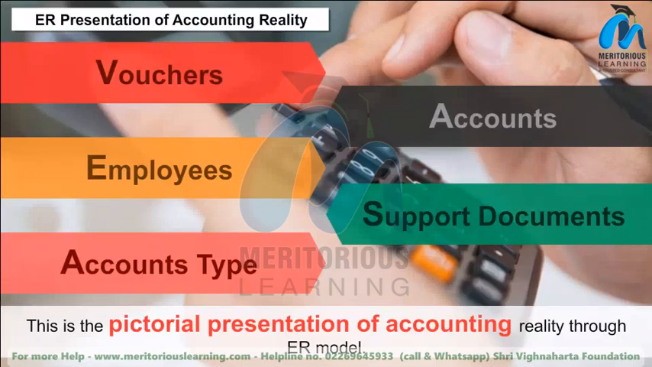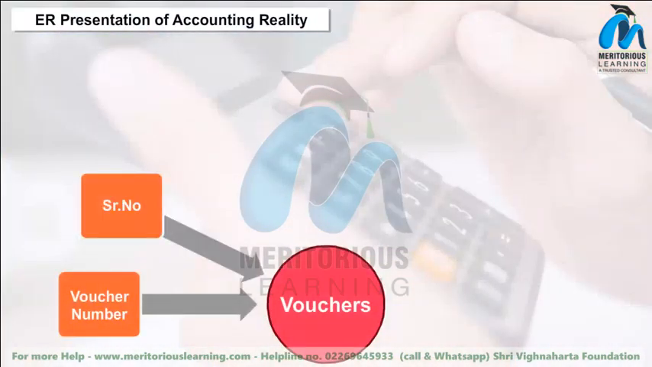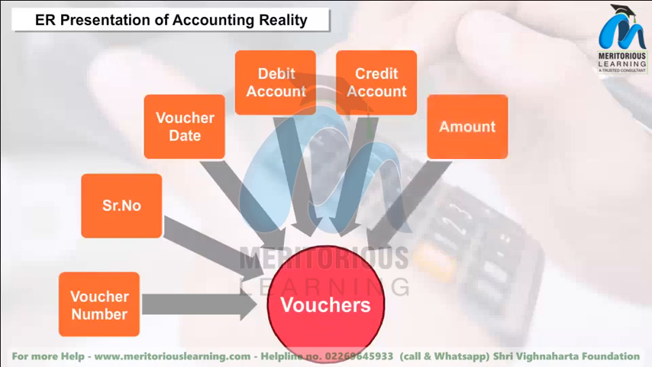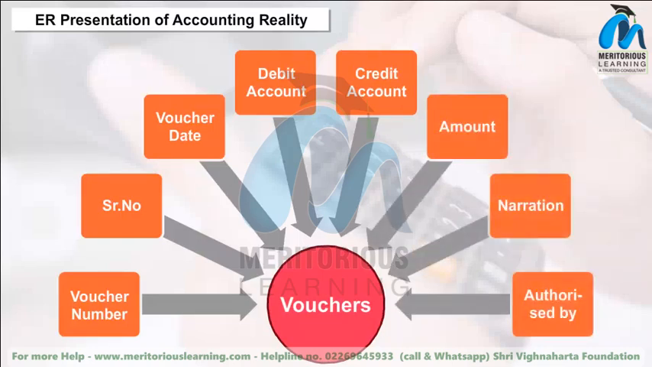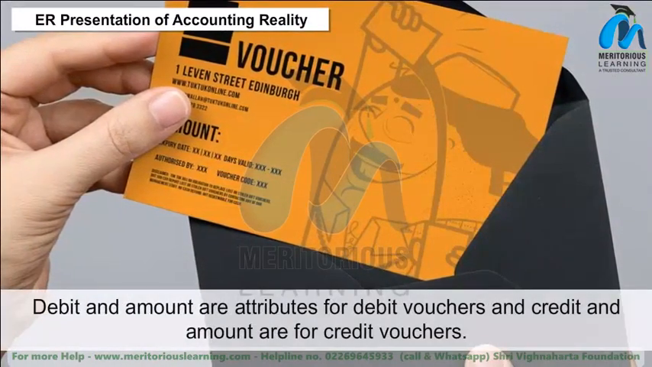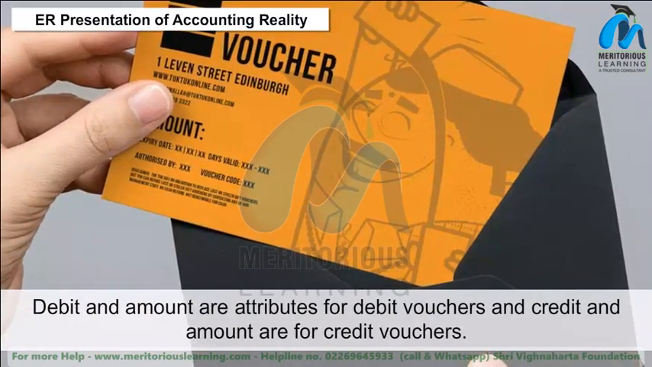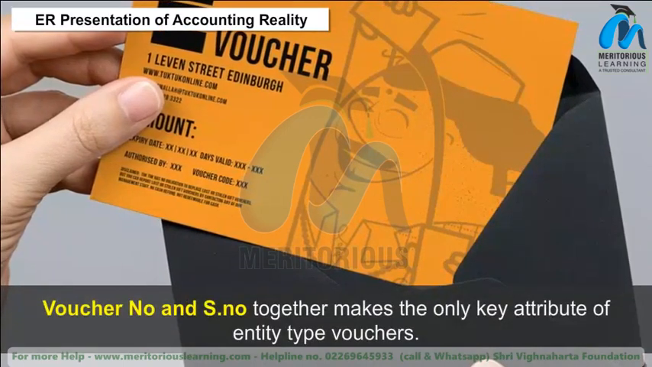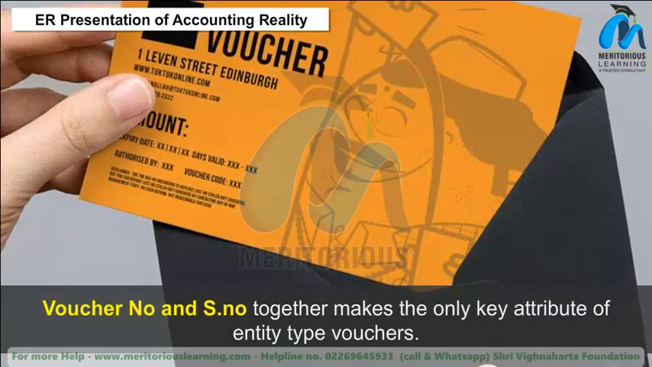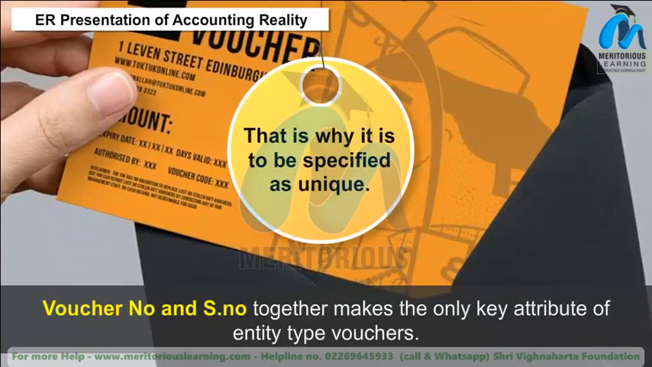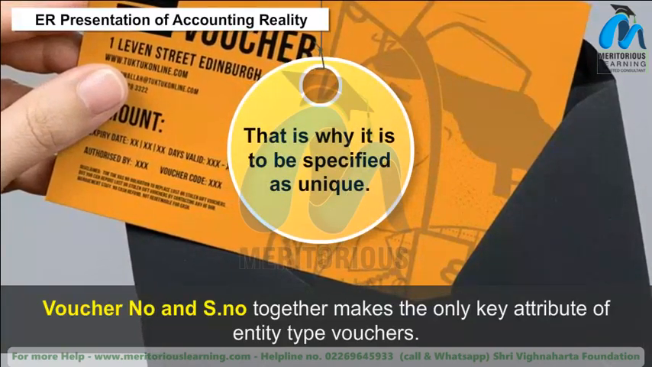The vouchers entity, with attributes voucher number, serial number, date of creating, debit, credit account, amount, narration, authorized by, and prepared by, is used for storing transaction data. Debit and amount are attributes for debit vouchers, and credit and amount are for credit vouchers. Voucher number and serial number together make the only key attribute of the entity type vouchers. That is why it is to be specified as unique.